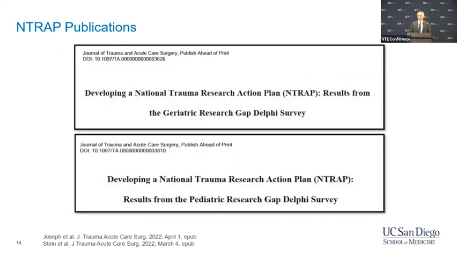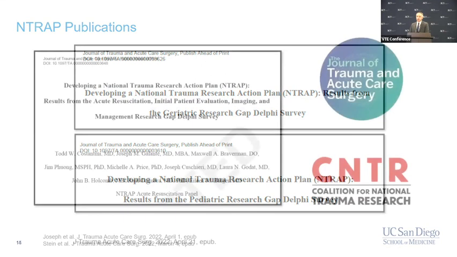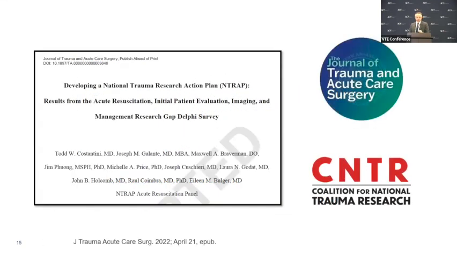All these have been published in the Journal of Trauma and Acute Care Surgery, and we thank the journal for their partnership with that. Two recent publications are out in EPUB format: the geriatric research gap, which was led by Bilal Joseph, and the pediatric research gap as well. I'm pleased to report that our panel has also published this, which is the acute resuscitation, initial evaluation, imaging, and added management research gap, to try to better incorporate all of the issues that we are tackling.